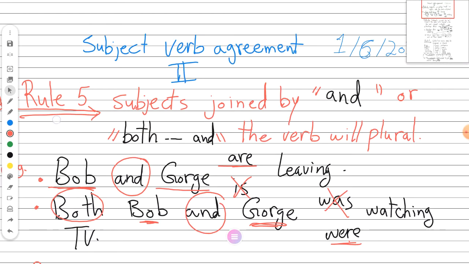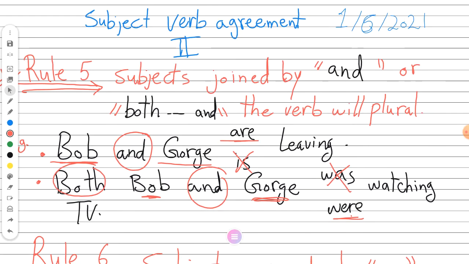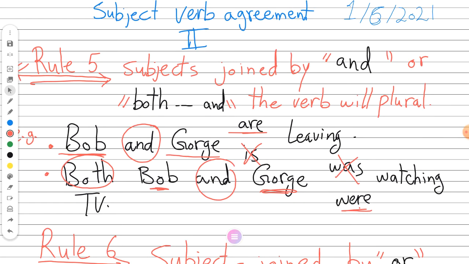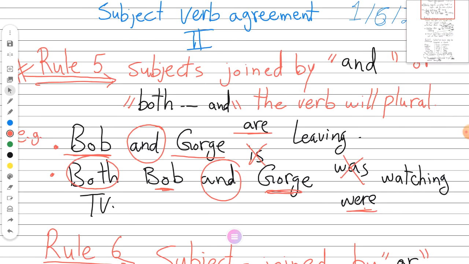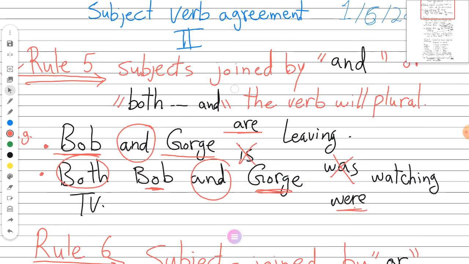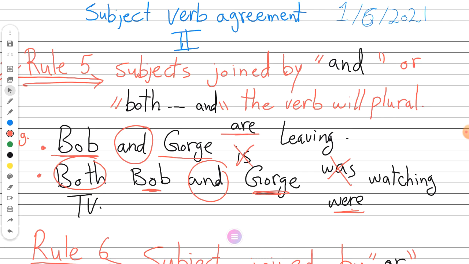This is the second part for subject-verb agreement. Yesterday we talked about rule number 4. Today this is rule number 5. In rule number 5, for subjects joined by and or both and, the verb will be plural. As you can see here, the verb will be plural because I'm speaking about two subjects, not only one subject.